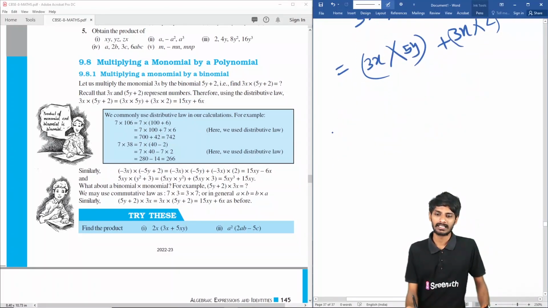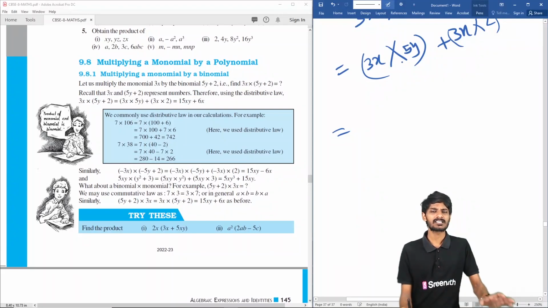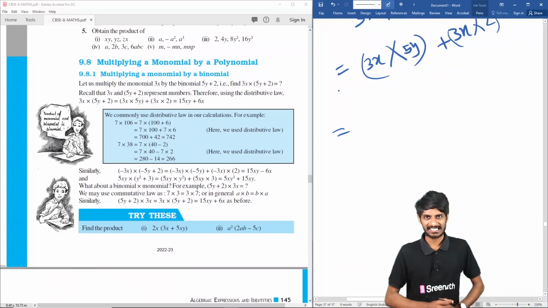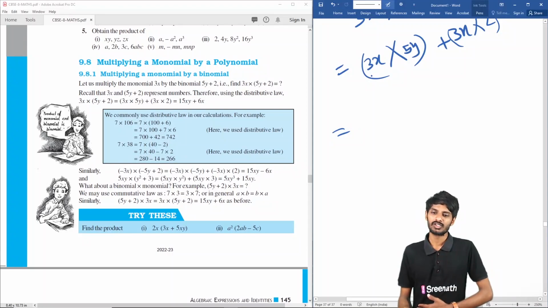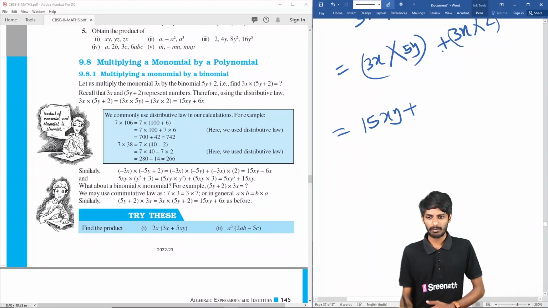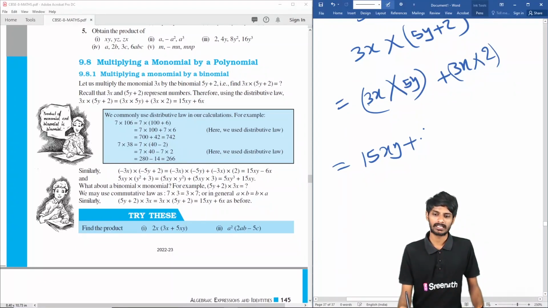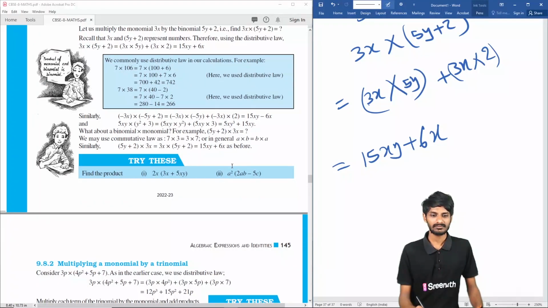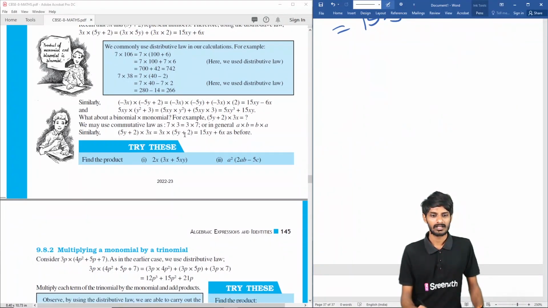If I do like that, it is a monomial and a monomial. Monomial multiplication is easy, simply multiplying the numerical numbers. It is 3 into 5, 15. x into y is xy. Plus here there is 3 into 2, it is 6, and there is x, so 6x. That's it, students.